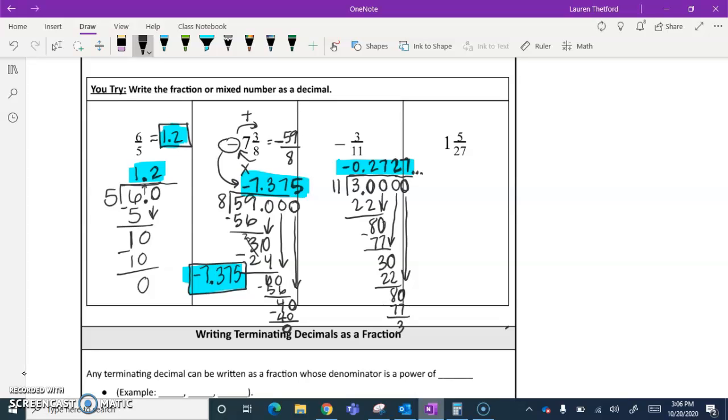So to show that as a decimal, we are going to do negative 0 and then 27 hundredths repeating. So that's going to go on forever. The 27 repeats.